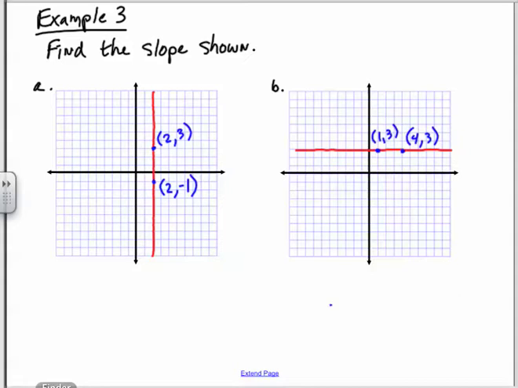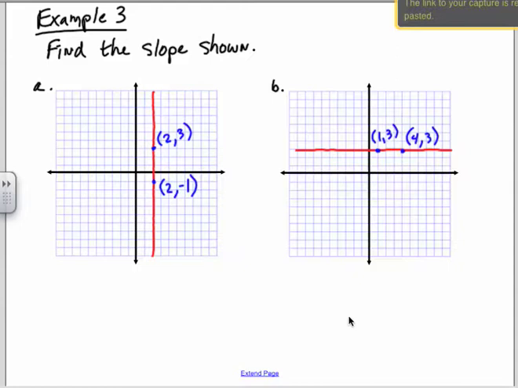Okay, guys, now this one we're talking about, we want to find the slope. But guys, if you look at this, we already know the slopes of these lines. This one on the left, that's a vertical line. You already know, and I've told you in the introduction, this is undefined. But we're going to find out why in just a second.